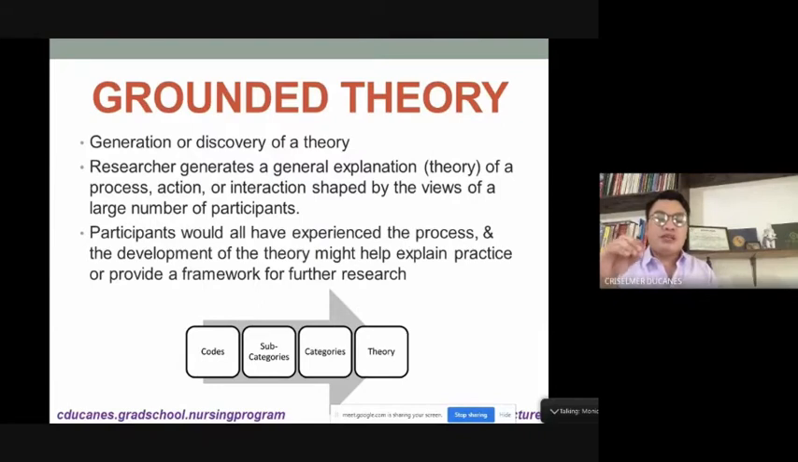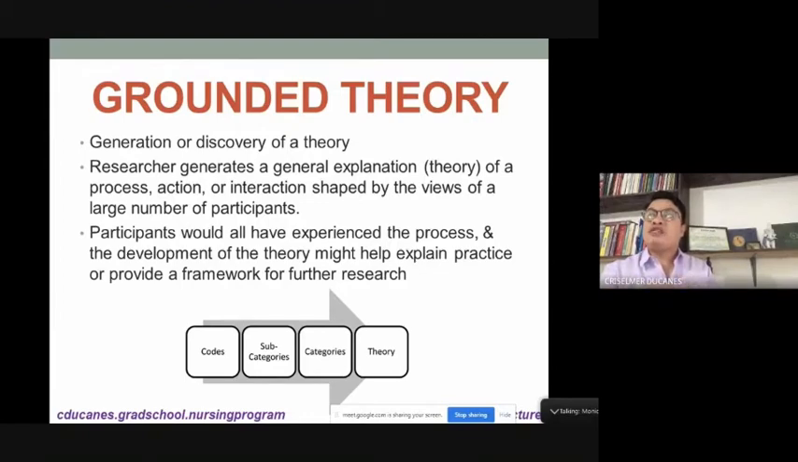And the participants would all have experienced the process. And the development of the theory might help explain practice or provide a framework for further study. Okay? So, make sure na kung mag-choose ka sang participants in your grounded theory, dapat they are experiencing the same processes. Okay? In order for you to generate a theory out of that particular group of people who are experiencing that process, that phenomenon, for example.